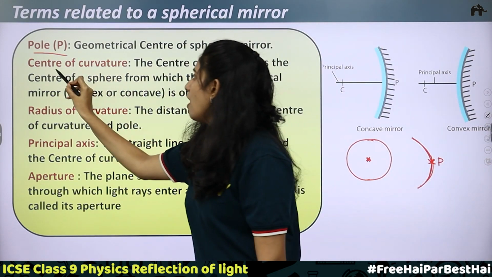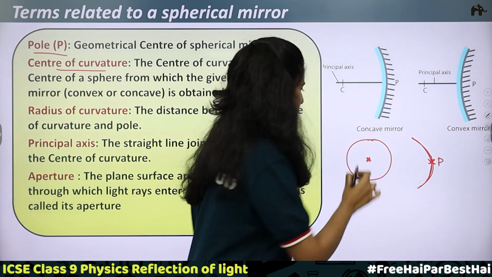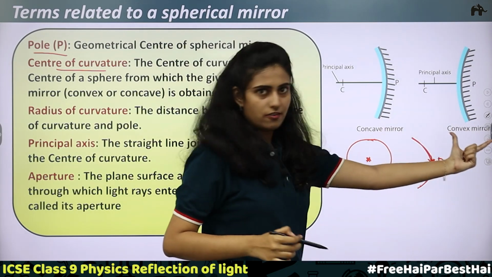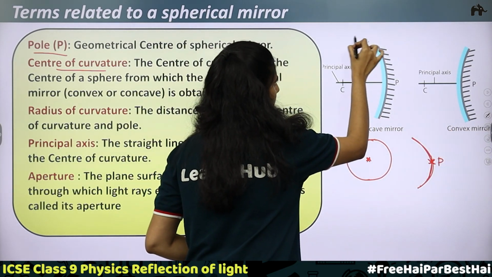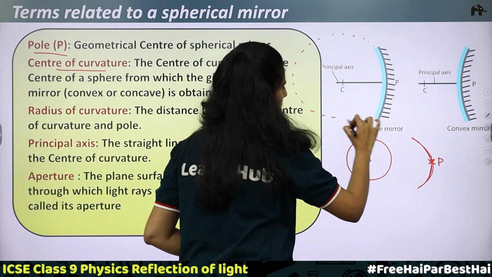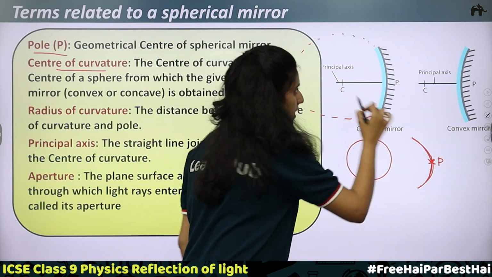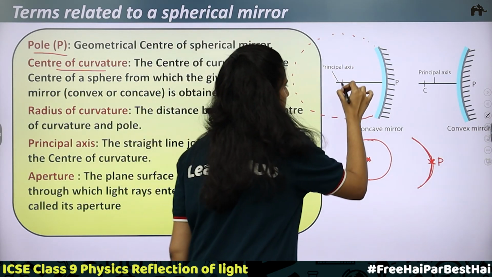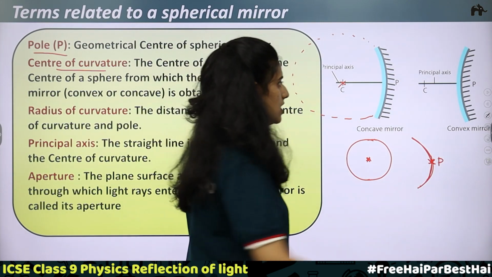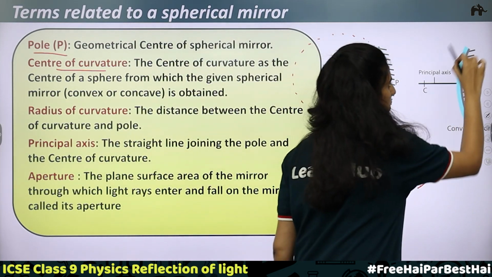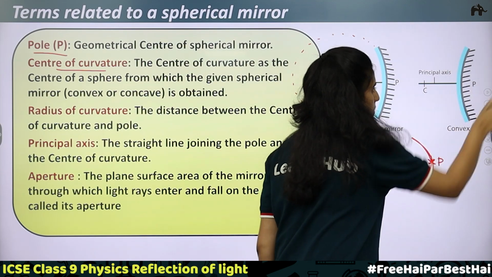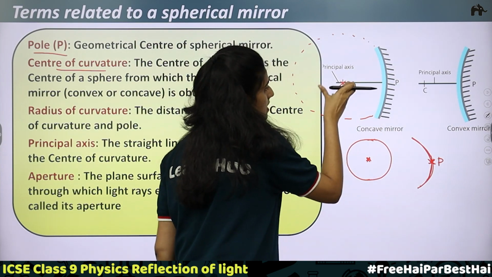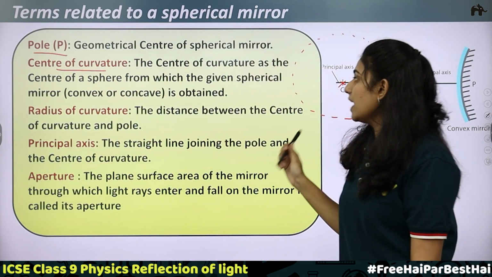Next is center of curvature. When you take a spherical mirror, a concave mirror or convex mirror, we know this is a part of a sphere. This sphere will have a center. This center is called the center of curvature. Now here in the case of a convex mirror, when you complete the sphere, you will be getting a center. This center is called the center of curvature, which is represented by letter C.